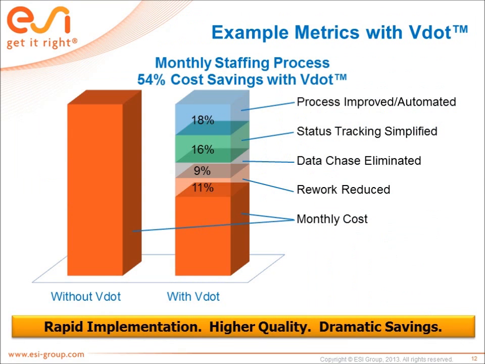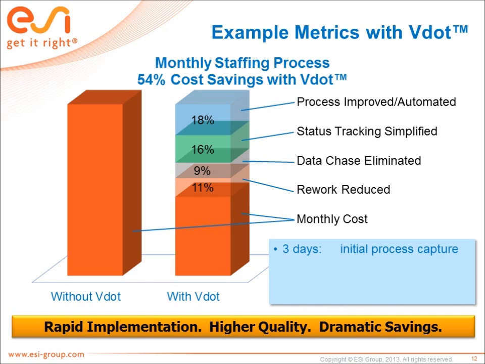Vdot savings can be dramatic. In this example, our customer applied Vdot to a monthly process for gathering staffing information for their engineering organization. The initial process was captured within 3 days and identified a number of inefficiencies that were affecting the quality and speed of the results. After 2 weeks of process improvements and automation of numerous steps, they were able to cut their effort in half while improving the quality of the assessment. They felt that Vdot paid for itself within 3 months, just on this one process.